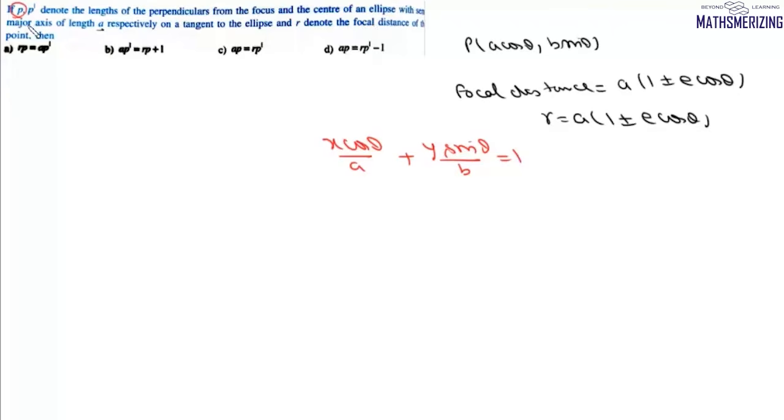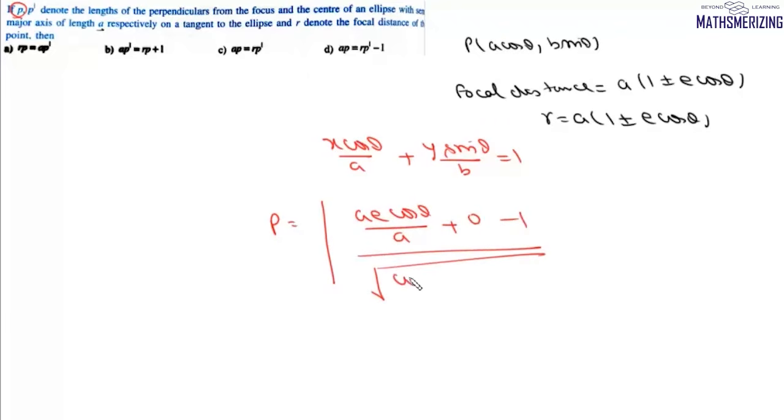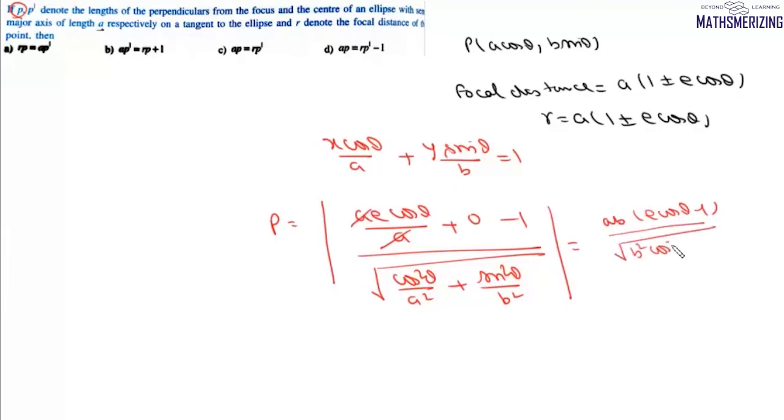The perpendicular distance from the focus is p. So we can write p as (ae cos theta upon a plus 0 minus 1) upon under root of (cos square theta upon a square plus sin square theta upon b square). Now here a and a will cancel. So we can write this as ab, and then we'll have (e cos theta minus 1) upon under root of (b square cos square theta plus a square sin square theta), and its modulus value. So that's your p. Now we'll find p dash, which is the perpendicular distance from the origin.